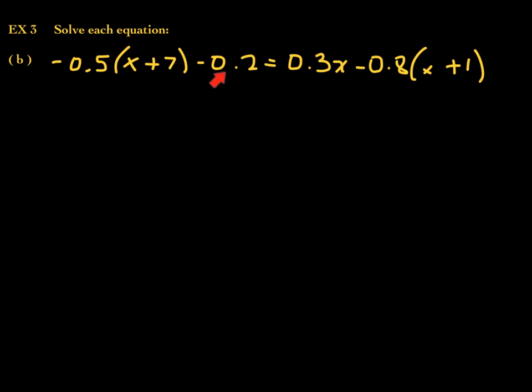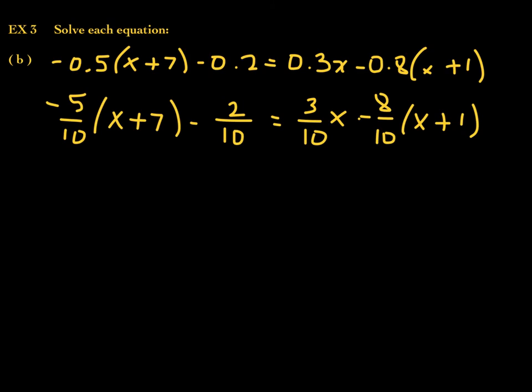This is negative 2 over 10. This is 3 over 10x. This is negative 8 over 10. Here, allow me to rewrite it like this for us. So decimals are fractions. In this case, the LCD is 10 because all the denominators are 10. 10 is going to be the least common multiple. So we're going to use the same strategy, the same tip that I shared earlier: multiply every single term by the LCD, which in this case is 10.